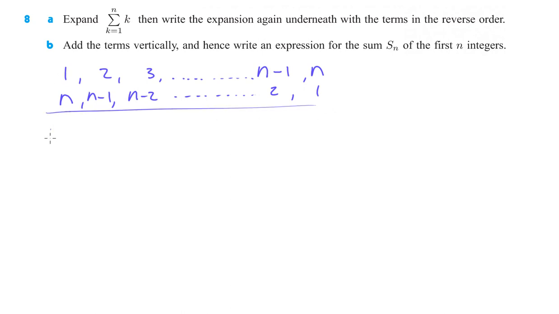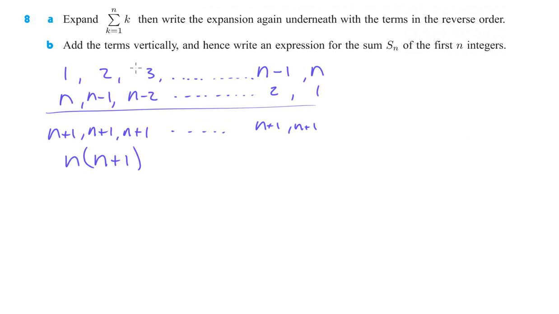So look, we've got n plus 1. And then look, n minus 1 plus 2 is n plus 1. N minus 2 plus 3, n plus 1. So those are all a bunch of n plus 1s. How many of those do we have? We actually are going to have n of those.